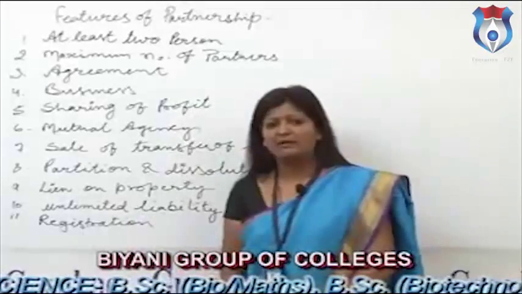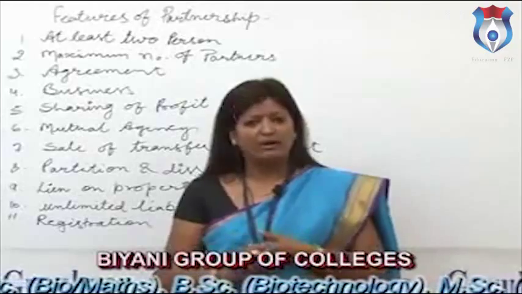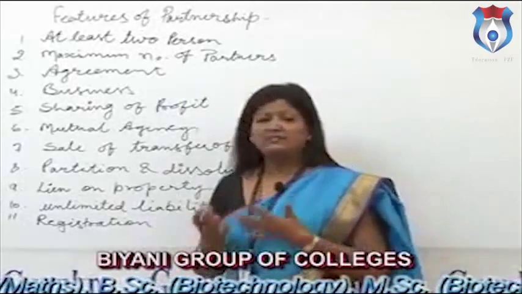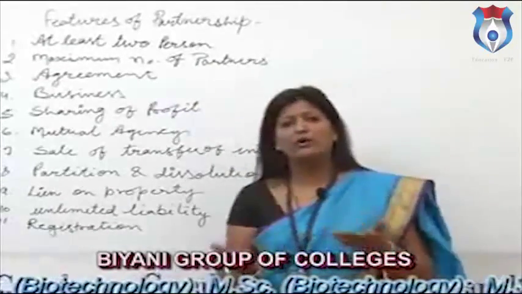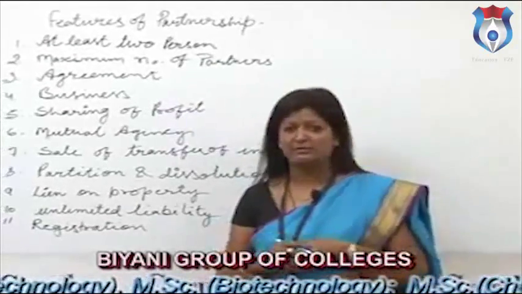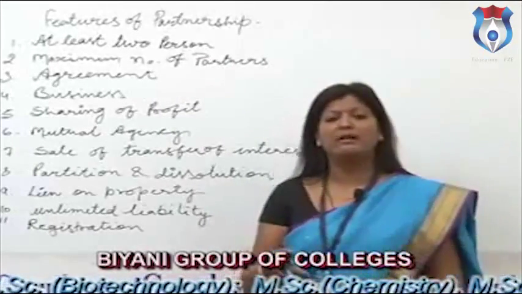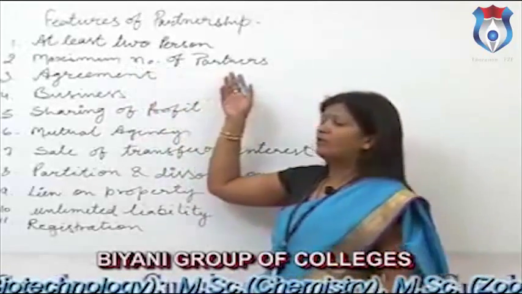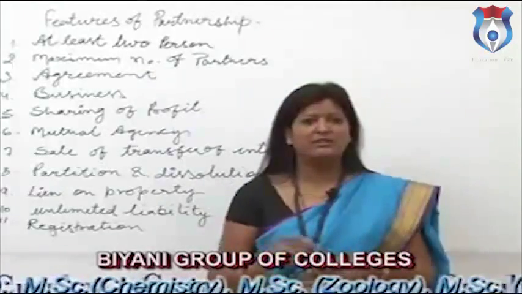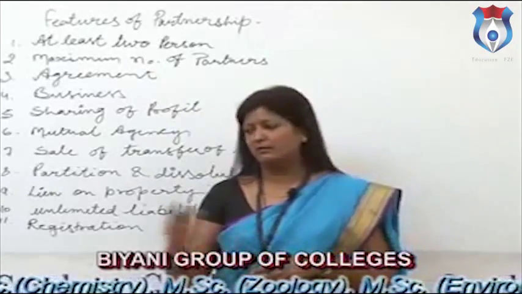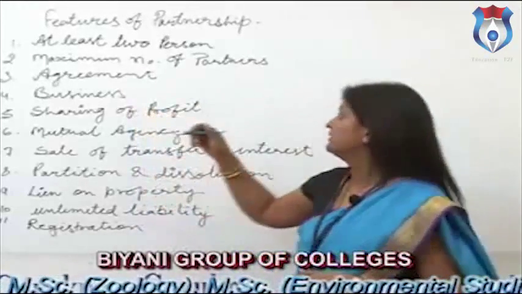Let's see the main features of partnership. Partnership means people come together and do some work with some objective. The first feature is at least two persons. Partnership cannot be with one person, so there must be at least two persons. There is also a limit on partners: the maximum number in a general business is 20, and in banking business the partners are limited to a maximum of 10.